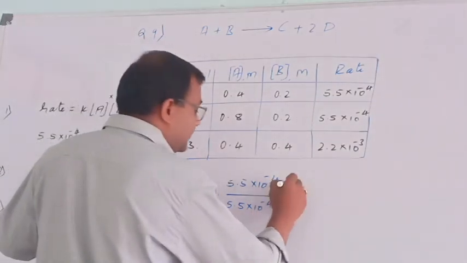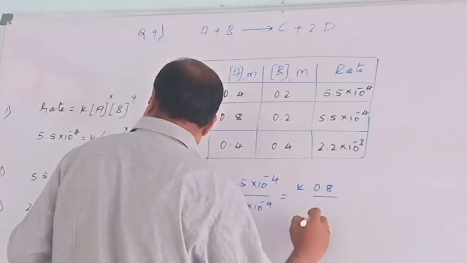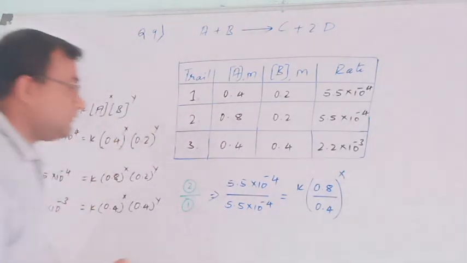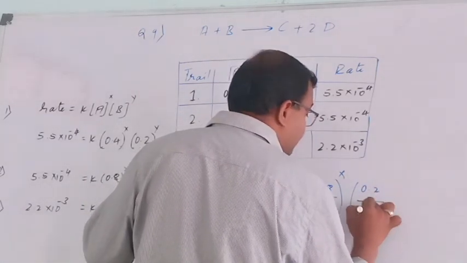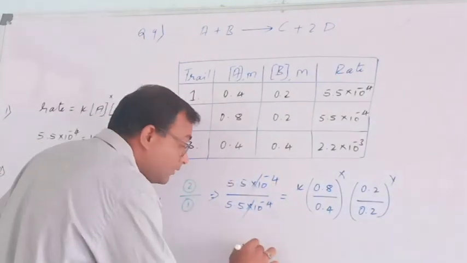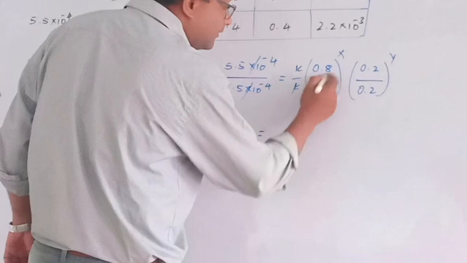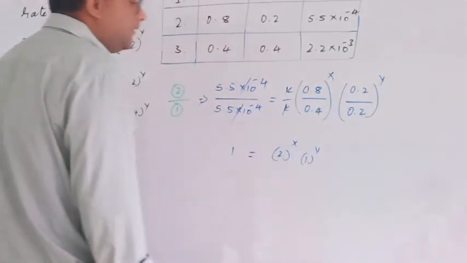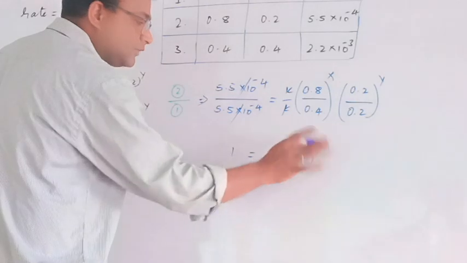equals K, a constant, into 0.8 divided by 0.4. I can write this as power X, because both are X. These are simple mathematical steps. Then 0.2 upon 0.2 to the power Y. Now this gets cancelled. What is that? 1 is equal to K by K, which gets cancelled also. Then we have 2 to the power X, then 1 to the power Y, which is neglected because 1 power anything is 1 only.